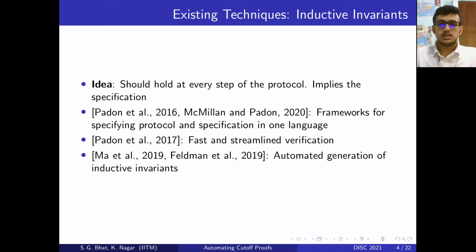This approach has resulted in many useful frameworks such as Ivy for specifying the protocol and the specification in one language. This has also resulted in techniques for fast and streamlined verification of complex protocols. Techniques have also been developed for automatically synthesizing inductive invariants.